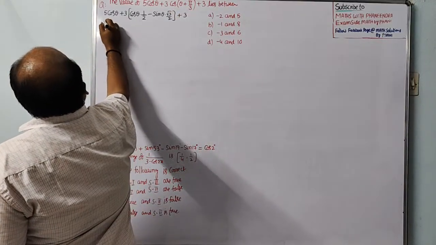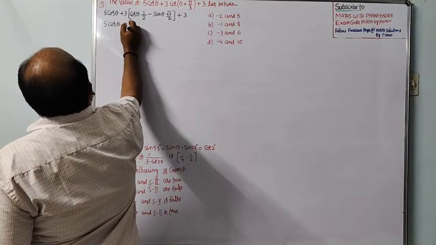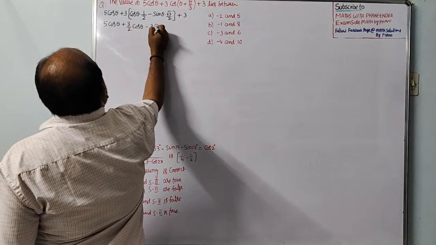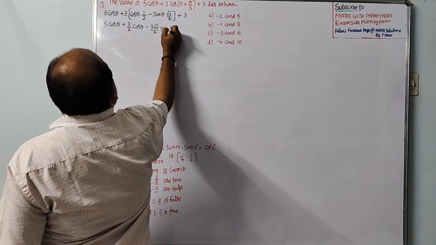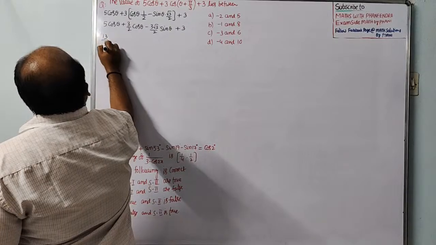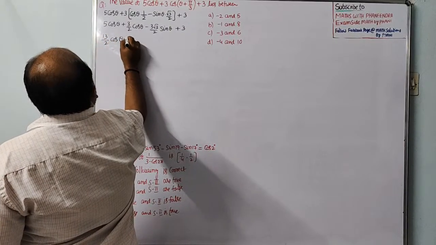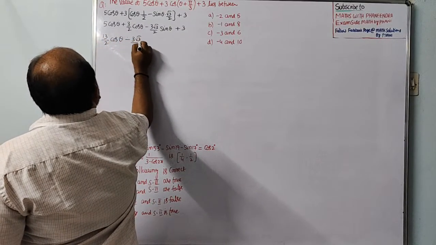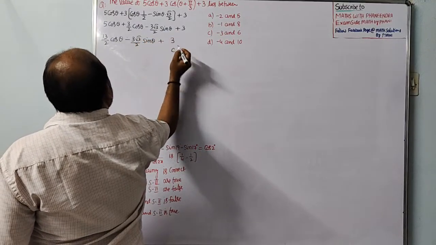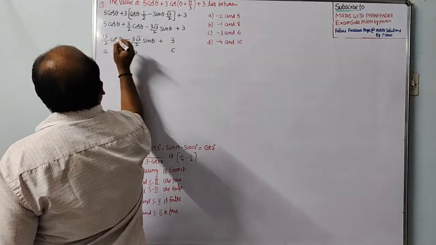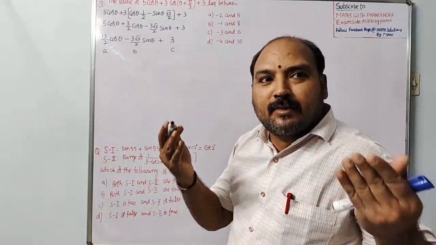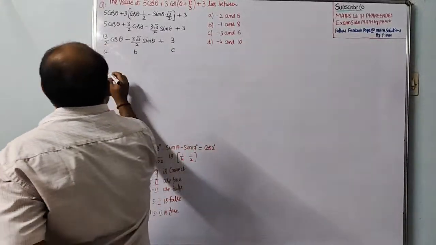So here, 5 cos theta plus 3 by 2 cos theta minus 3 root 3 divided by 2 sin theta plus 3. If we do this, 13 by 2 cos theta minus 3 root 3 by 2 sin theta plus 3. This is C value, this is B value, this is A value. So they are asking to find indirectly the maximum and minimum values, which is the range.